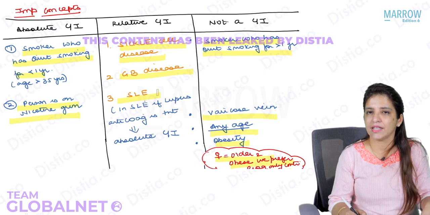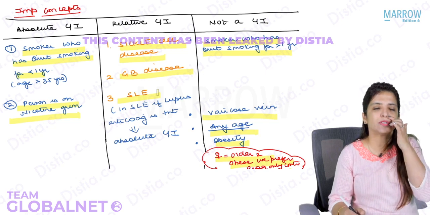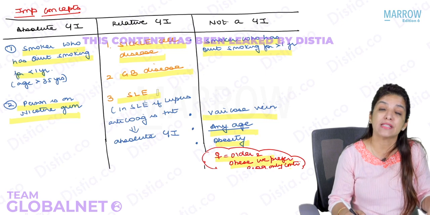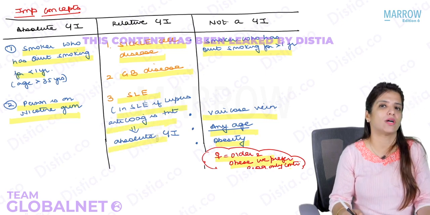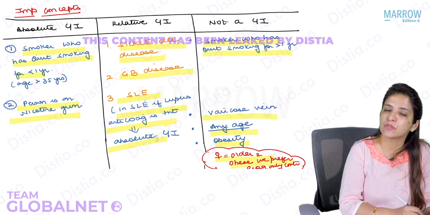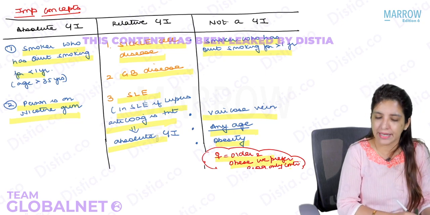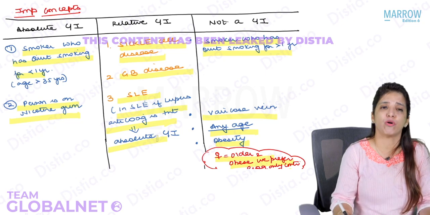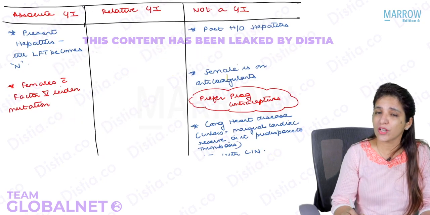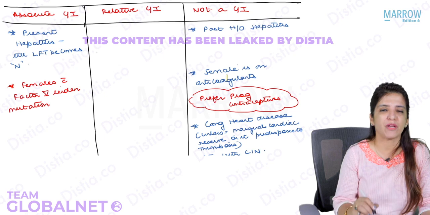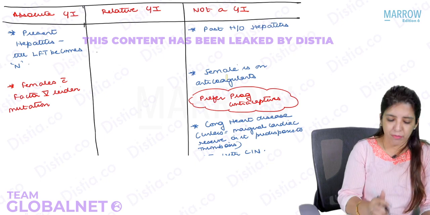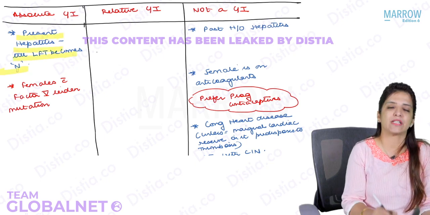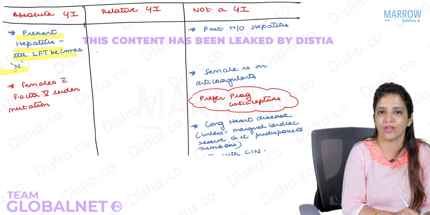Now, in SLE, suppose your question says that there is a patient of SLE and lupus anticoagulant is present. The moment they say that lupus anticoagulant is present, then it becomes an absolute contraindication. Clear? Continuing with some important concepts. If your question says that presently your patient has hepatitis, her LFT would be abnormal. So till LFT becomes normal, yes, present hepatitis is an absolute contraindication.